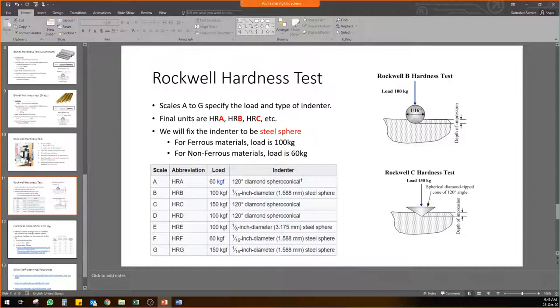In our case, for our sample, we are going to use the 1/16 ball indenter. So for sure we will look for either HRB, because this is using a ball indenter, and whatever else is using a ball indenter: HRF, 1/16 inch diameter ball indenter, and HRG, 1/16 inch diameter.